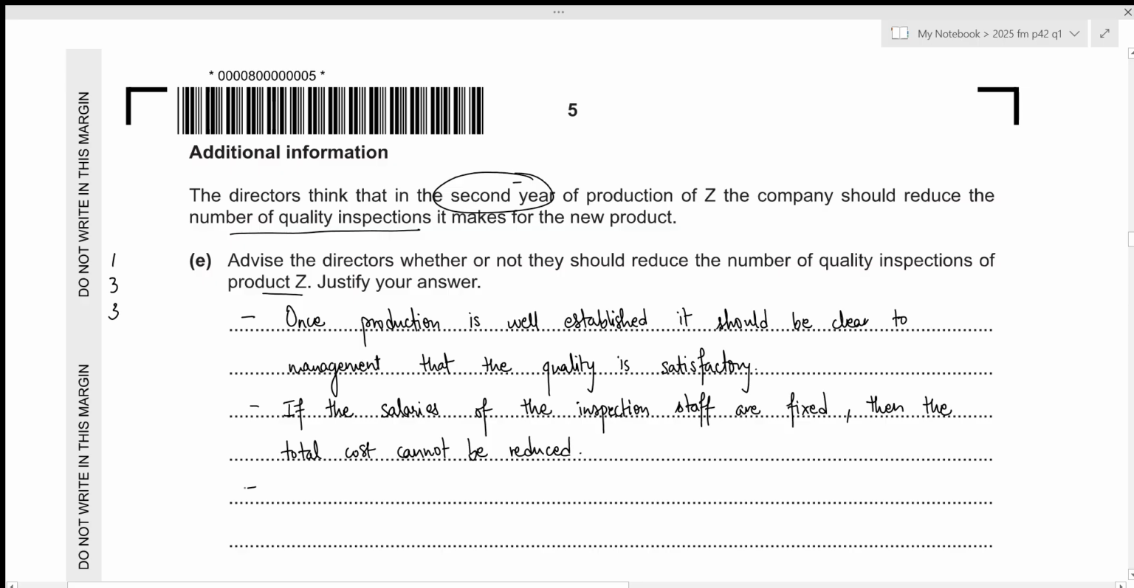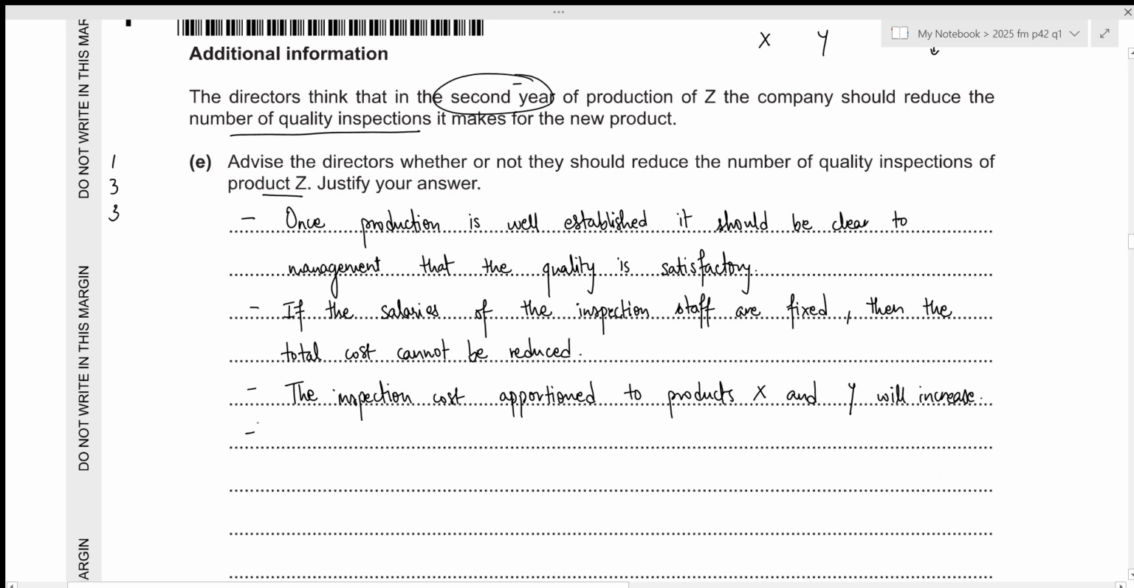And if the total cost cannot be reduced and we are reducing the number of quality inspections for product Z, it will have an impact on the allocated value to the remaining two products X and Y as well. Because since we are decreasing the quality inspections number for Z, a higher portion of quality inspections cost will be allocated to product X and Y. Let's write it down. The inspection cost apportioned to products X and Y will increase.